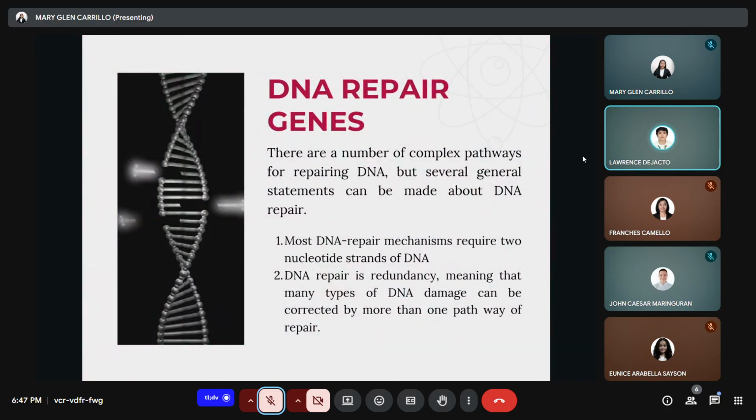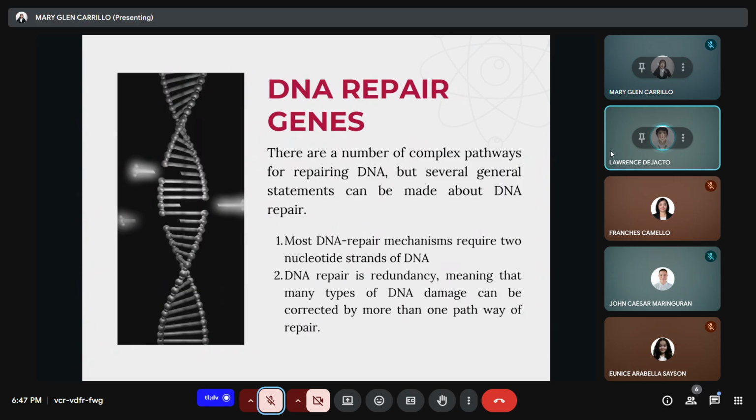So there are a number of complex pathways for repairing DNA, but several general statements can be made about DNA repair. First is that most DNA repair mechanisms require two nucleotide strands of DNA. It is because most replace whole nucleotides and a template strand is needed to specify the base sequence. A second general feature of DNA repair is redundancy, meaning that many types of DNA damage can be corrected by more than one pathway of repair.